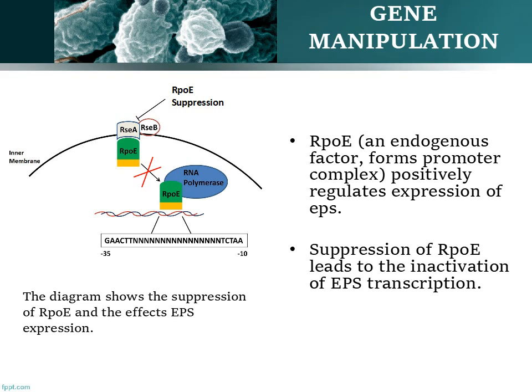So as mentioned in the previous slides, RpoE is an endogenous factor which forms the promoter complex to positively regulate the expression of EPS. So the suppression of RpoE will lead to the inactivation of EPS transcription. We can see in the diagram, when there is RpoE suppression, there will be no binding of RNA polymerase, hence there will be no transcription.